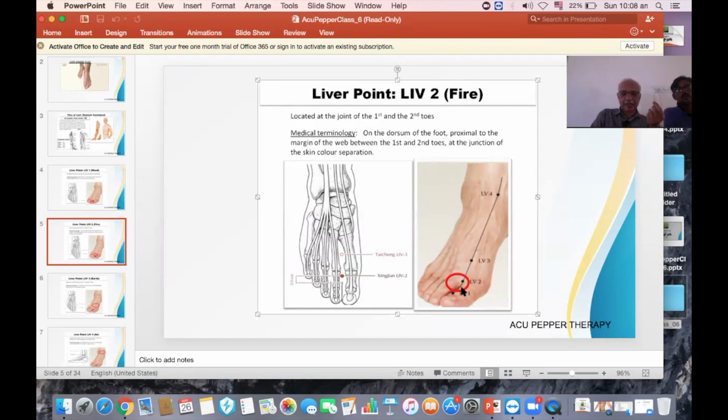The blood flow is fire, and it is blocked. So there is a problem. That is why that is the wood. Wood has to repair it. So this point, liver 2, will help.